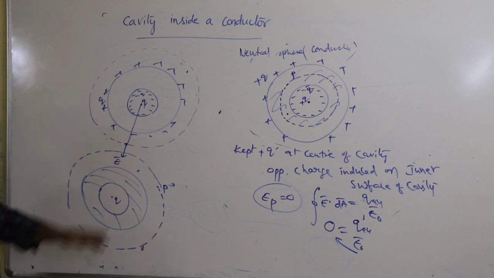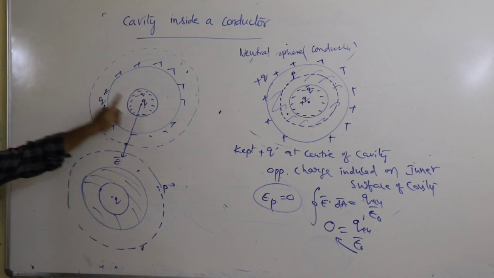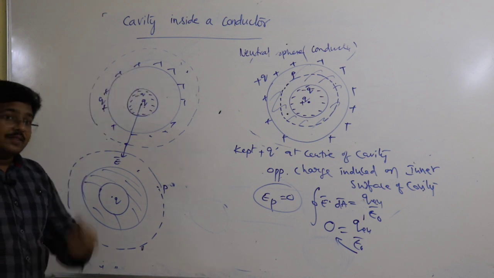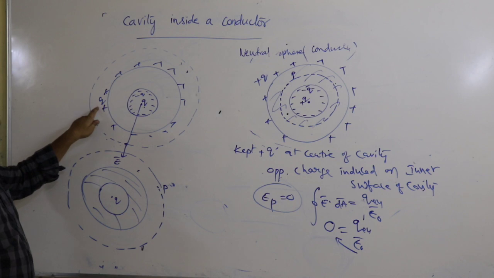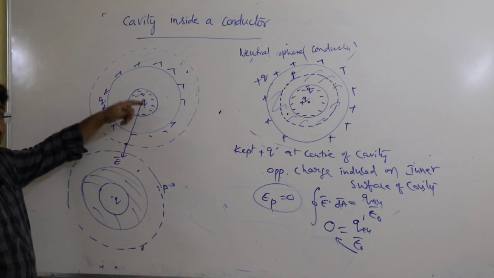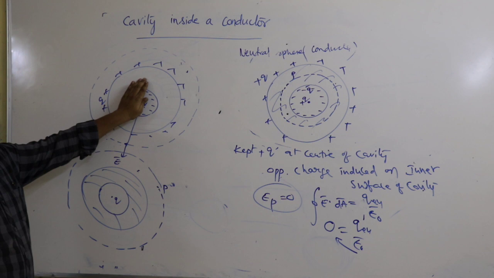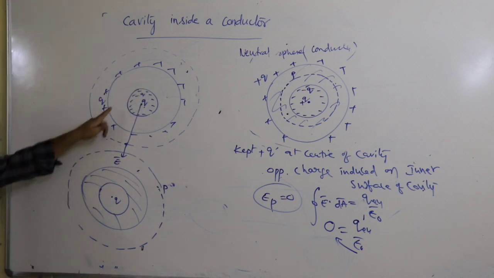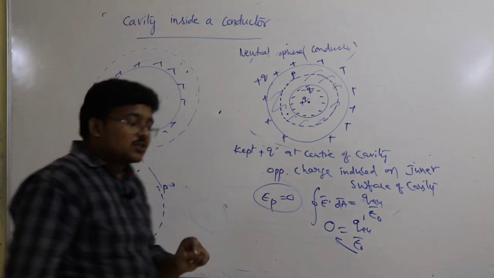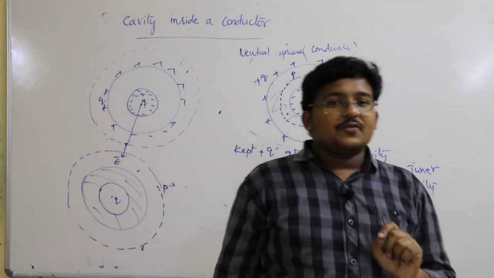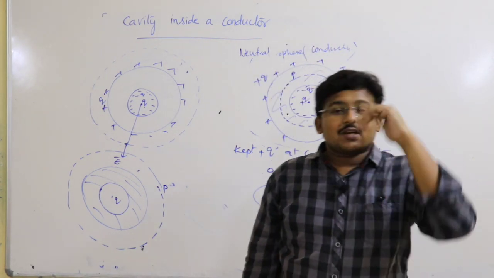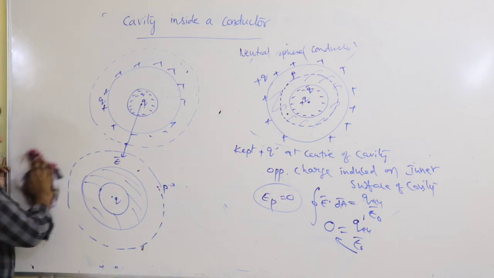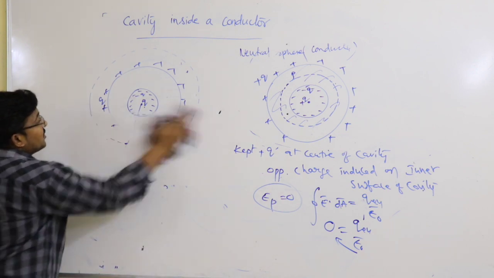That is why, even when charges are distributed, if you take the Gaussian surface again, the net charge must be small q only. That is the purpose for which I am keeping plus q. Why? Because this q and minus q already cancelled, so 0. To get q, I must keep one more q. That is why, due to the central charge small q, minus q will be induced on the inner surface and plus q will be induced on the outer surface. So this is how the charges will be induced on the surfaces in the cavities.